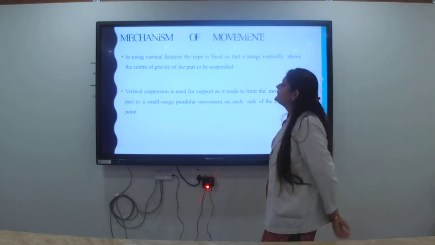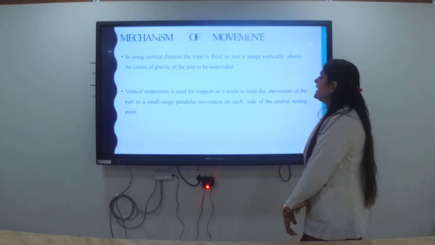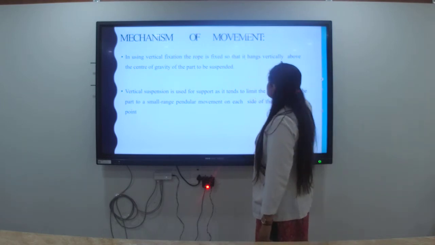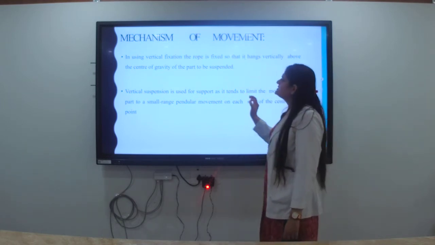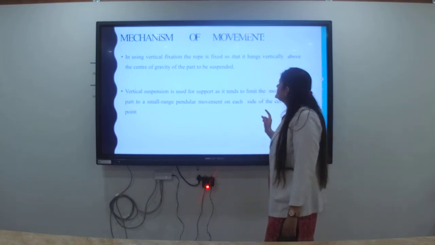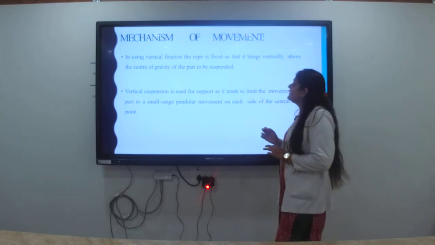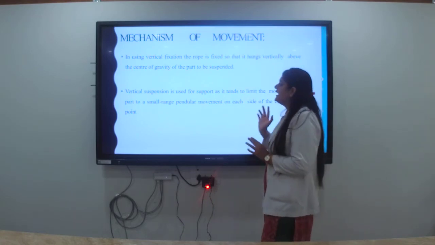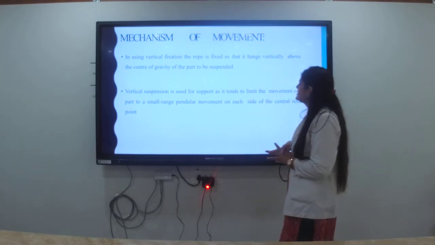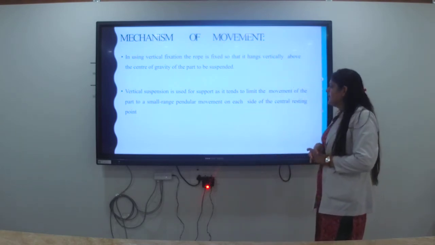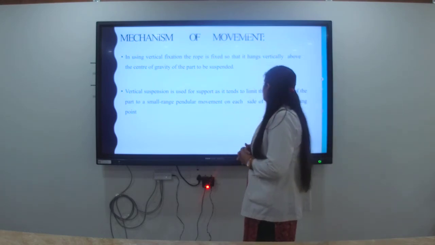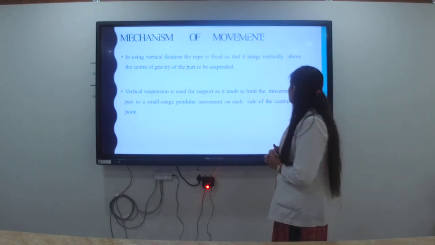The mechanism of movement of a vertical suspension. In using vertical suspension, the rope is fixed so that it hangs vertically right above the center of gravity of the part to be suspended. The rope is fixed so that it hangs vertically above, meaning exactly above the part or the COG of the part that has to be suspended. It is used for support as it tends to limit the movement of the part to a small range pendular movement on each side of the central resting point.